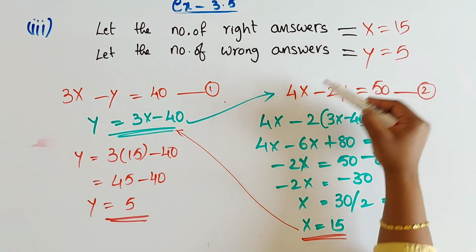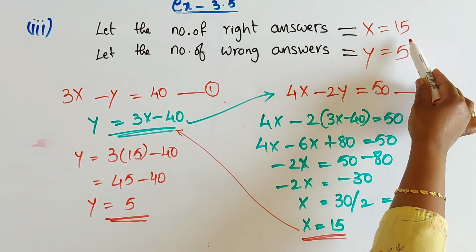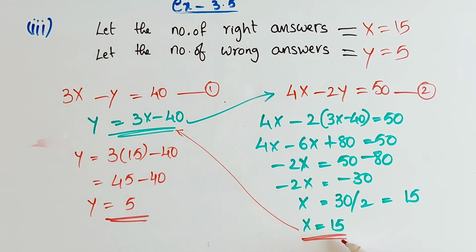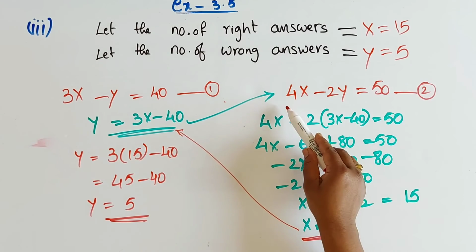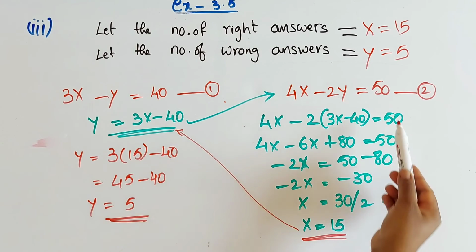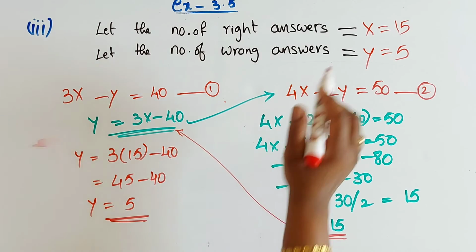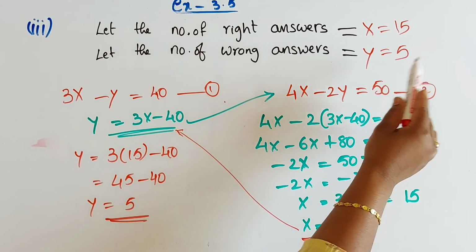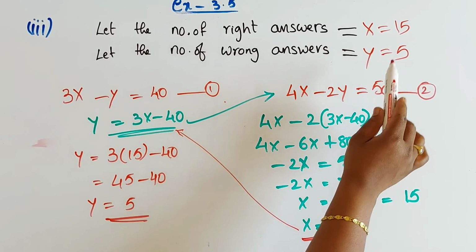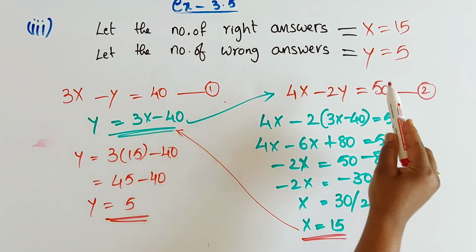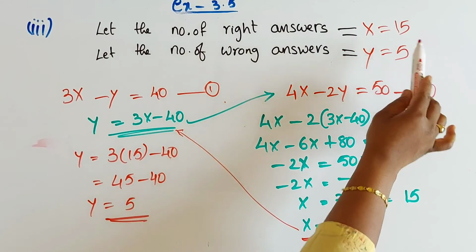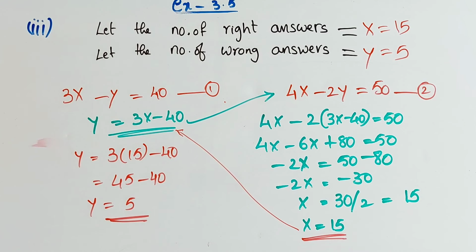Now check. 4 for correct answers, 4 into 15, 60, minus 2 for wrong answers, 2 into y, 10. 60 minus 10, children, it is 50. That is the test marks. Correct, children? Therefore, the number of right answers equals 15, children, and the number of wrong answers equals 5. So, how many total number of questions? 20, children. 15 plus 5, 20 questions are there.